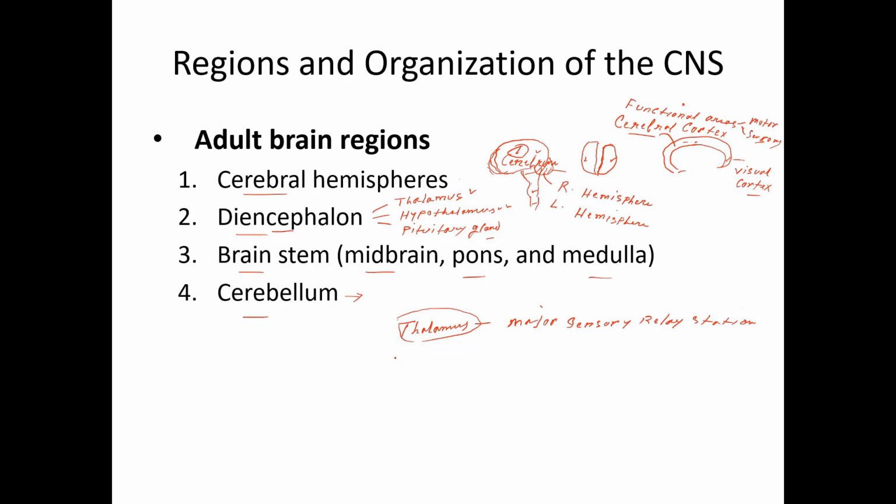Hypothalamus is another very important structure located below the thalamus. It controls the pituitary gland. So the master gland is controlled by the hypothalamus, right? So it is the boss of the pituitary or master. Then food and water intake.